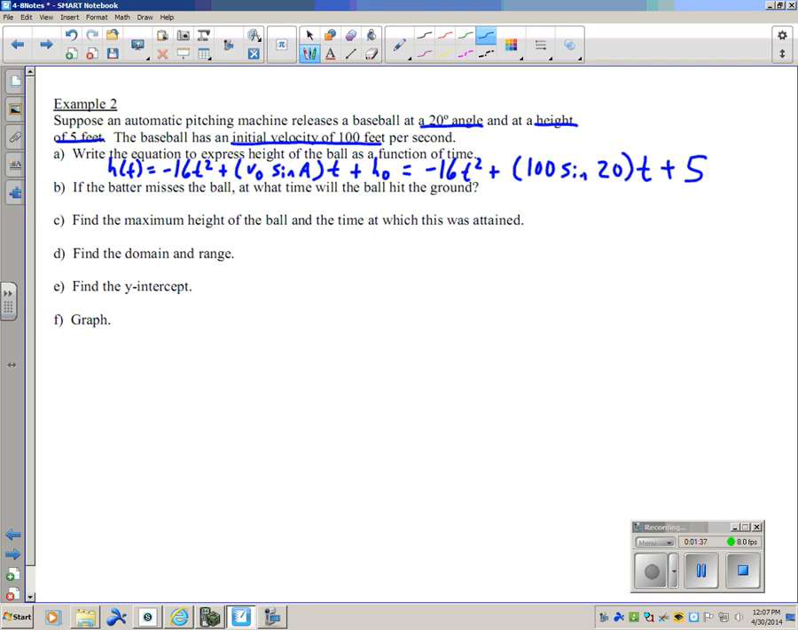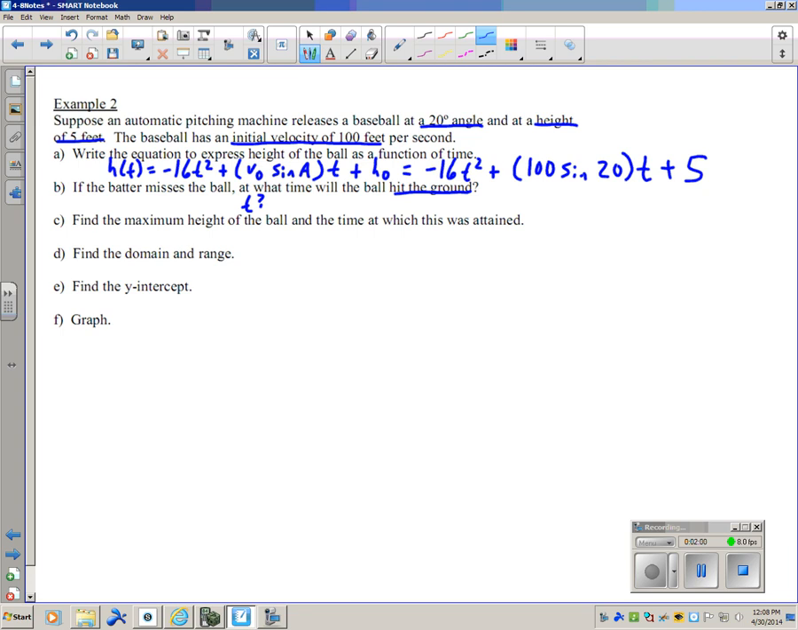So let's go ahead and work through that one. Think through it. What does it mean, at what time will the ball hit the ground? We're looking for time. We don't have time. When the ball hits the ground, the height of the ball is 0. So we're going to substitute that into our equation.